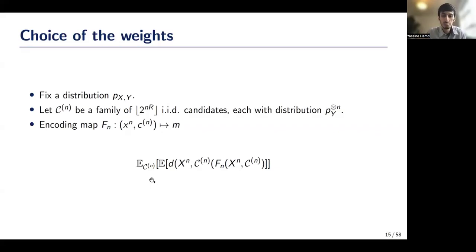And the goal, very simple, is if we can prove that this average is less than D, then that means that at least one realization of Cn, so there is at least one list of candidates that is good, that gives an expectation less than D. So again, if the average is less than D, then at least one of them is less than D.